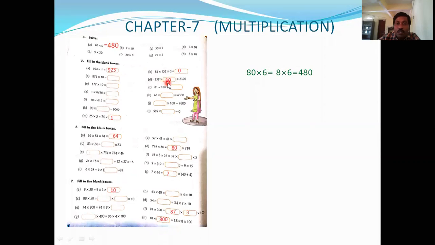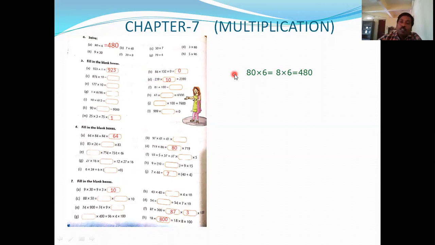Okay. Now here is another type of question. 239 multiplied by 10 is 2390. So here we see the difference between the left side and the right side. The last digit is 0. So how can we multiply this? When we multiply 239 by 10, we get this product.